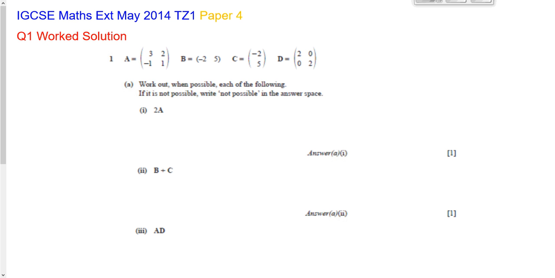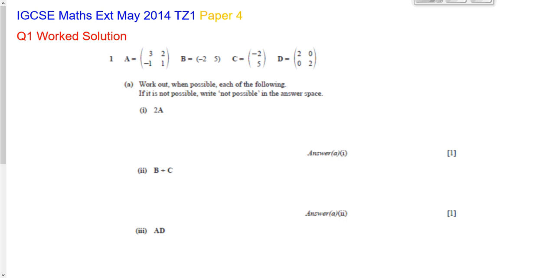Welcome to another requested work solution, and we're going to be looking at question 1 from the May 2014 Time Zone 1 paper 1. Okay, and we're looking specifically at matrices. All right, so work out when possible each of the following. If it is not possible, write not possible in the answer space.